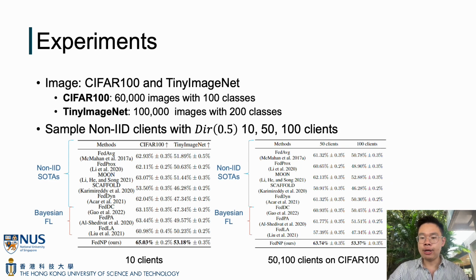So we further test the FedNP on CIFAR-100 and Tiny ImageNet. The left table shows the top-1 test accuracy of all approaches with the 10-client default setting. We can see that FedNP consistently outperforms both the non-IID SOTA baselines and Bayesian federated learning baselines. We reach a similar conclusion by increasing the number of clients to 50 and 100. These demonstrate the effectiveness of the proposed FedNP.